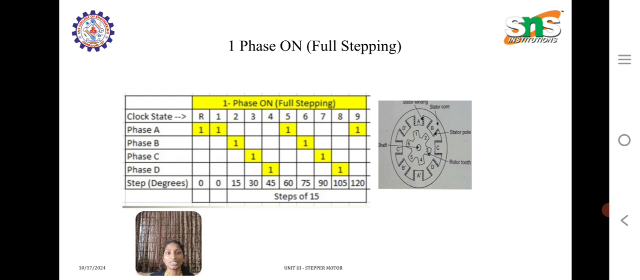The first step will be 15 degrees from phase A to phase B, and from phase B to phase C another 15 degrees is added, so it makes 30 degrees. This is how it steps in one phase on operation. Similarly, it continues till 120. So this one phase on, that is full stepping, varies with a step angle of 15 degrees.